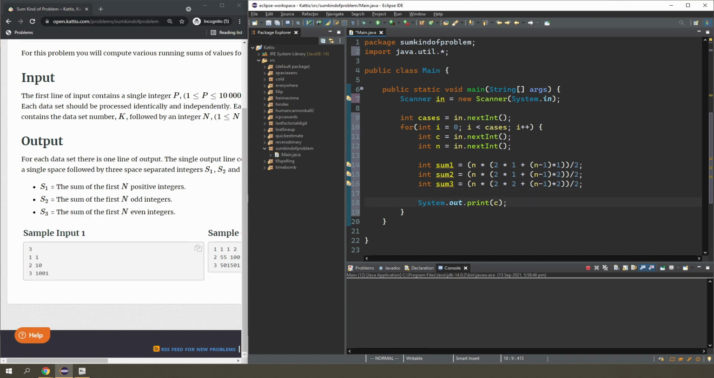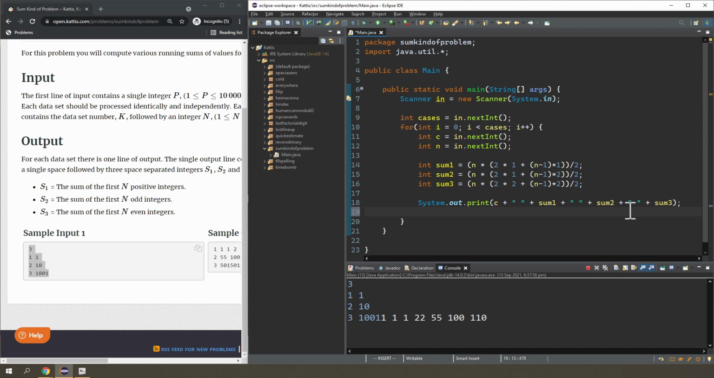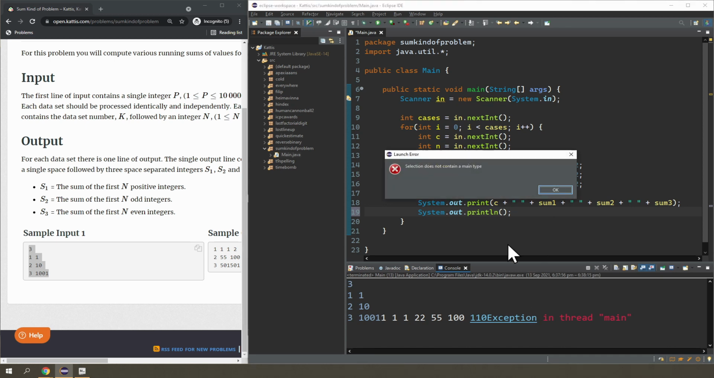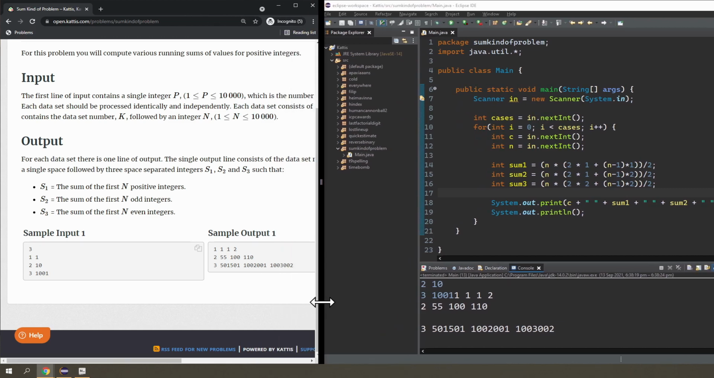Alright, so I'm going to output C, the case number, plus, and then I will output sum 1, sum 2, and sum 3. So let's run that. Copy, paste. Oh, I need a new line. I need to press enter as well, but let's just restart it. Oops. Okay, run it. Is that correct? 501. Yep.